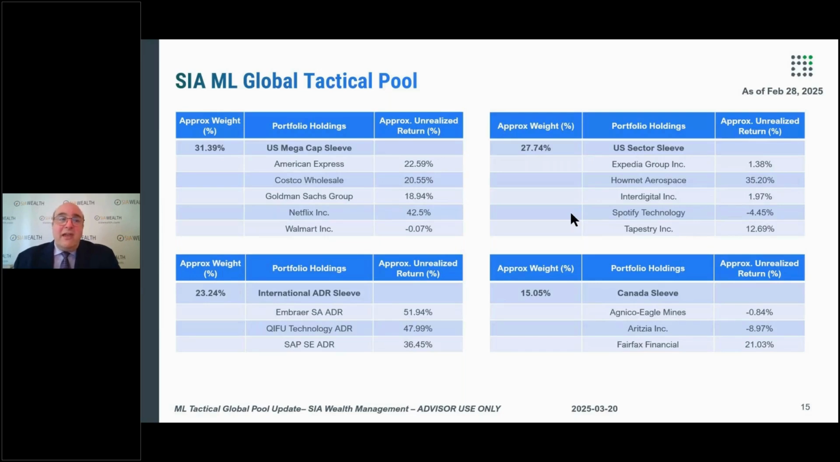Canada has struggled, and I noted a couple of slides ago that Canada was struggling relative to the US and even international, and its weight has come down to about 15%.